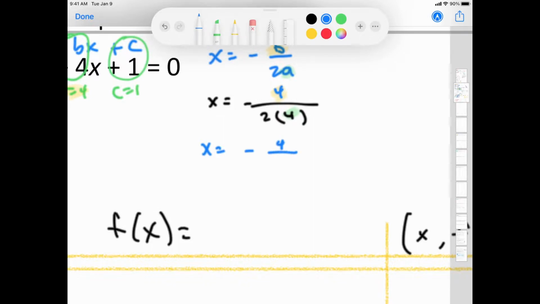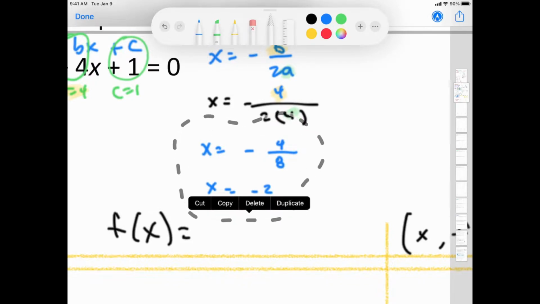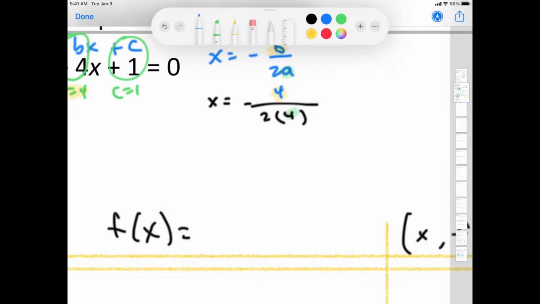And actually, I'll tell you the mistake for students. They'll think that 4 divided by 8 is negative 2. And this is wrong. Here it is easier, I think. If you put a 1 here, this is 1 times 4. 4 divided by 4. This is what it means to cancel. You're left with x equals negative 1/2. X equals negative 1/2.